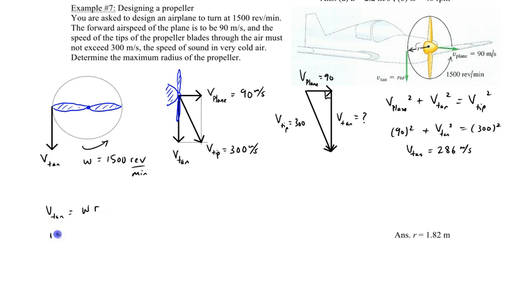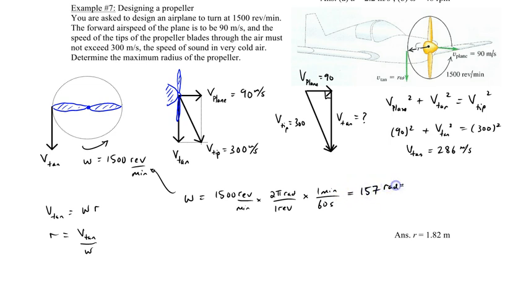If we want to find the radius, then we just need to divide the tangential velocity by the angular velocity. That's all good, except we need to convert that to radians per second. So let's do that. Omega is 1500 revolutions per minute. We need to convert revolutions to radians, so we have 2 pi radians on the top and 1 revolution on the bottom. Then we need to get rid of minutes, so we'll put minutes on the top and 60 seconds on the bottom. This will give you an angular velocity of 157 radians per second.